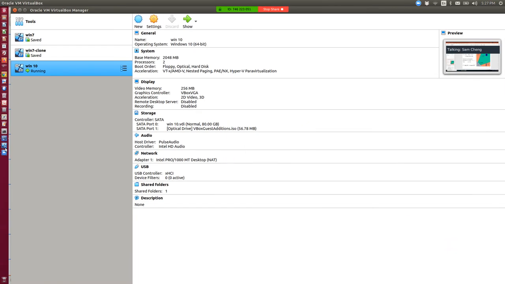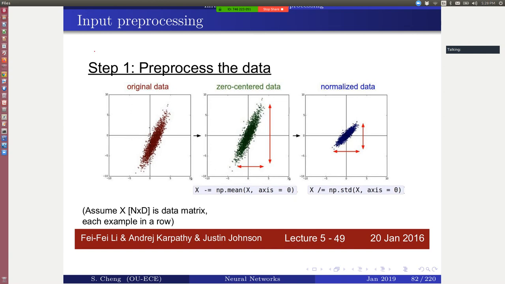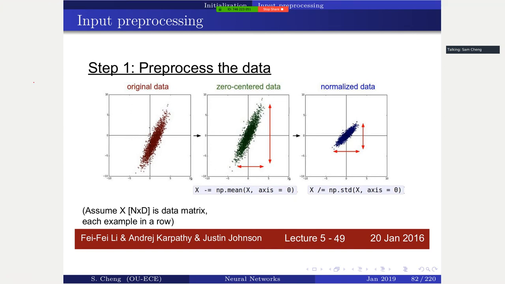So let's see. Maybe also a few words for preprocessing. Again, it doesn't have much to say, because it used to be that in classic signal processing, it's always pretty nice to center the data and normalize the data. But it looks like it's less so, at least for normalization of the data.